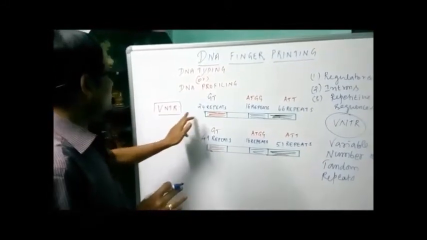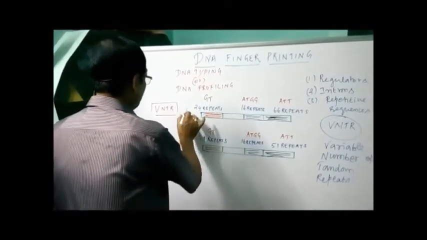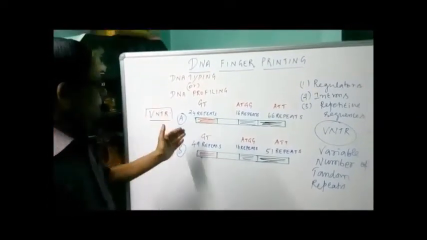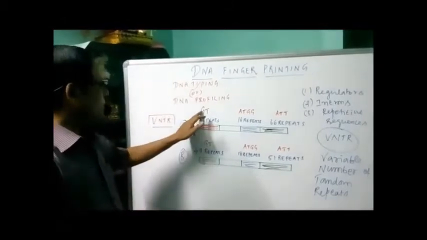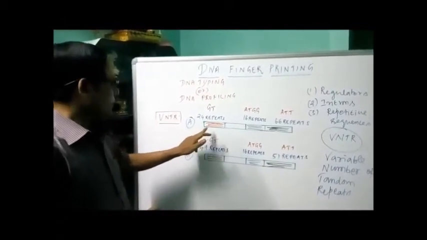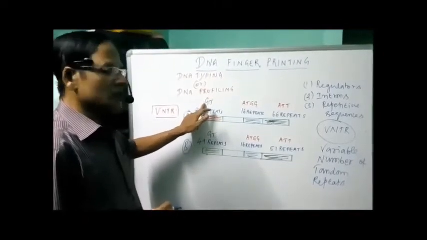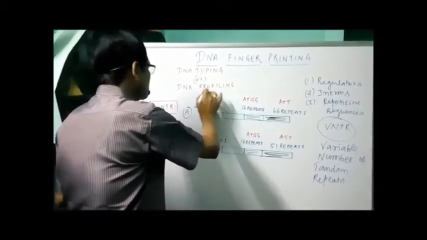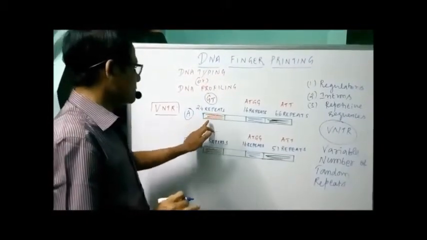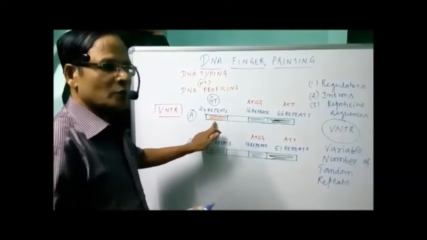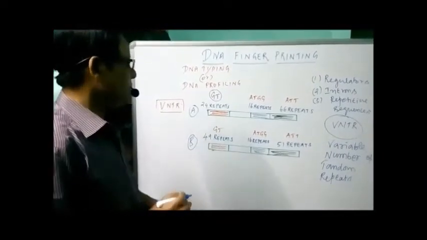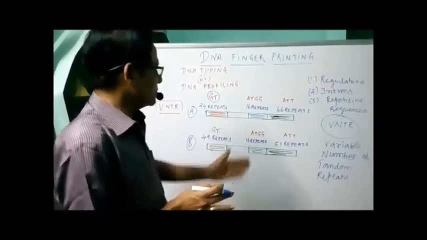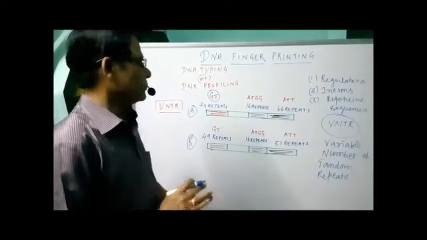Now I am taking two persons. This is person A, and this is person B's DNA. I am taking some segments. In the case of person A, in one region we have the sequence GT, repeated 24 times, in one chromosome, maybe 1 or 2, any chromosome. Now another sequence, ATGG, is repeated 16 times in the same chromosome in the DNA.